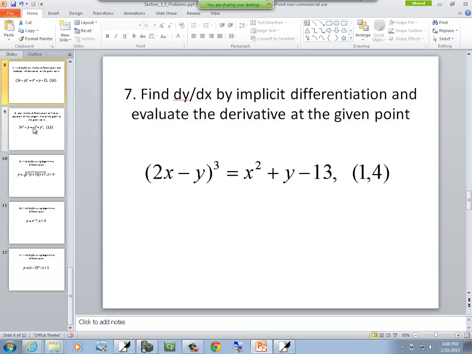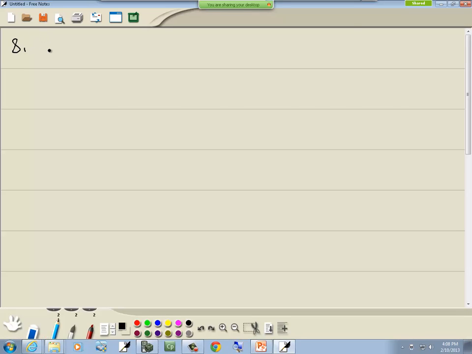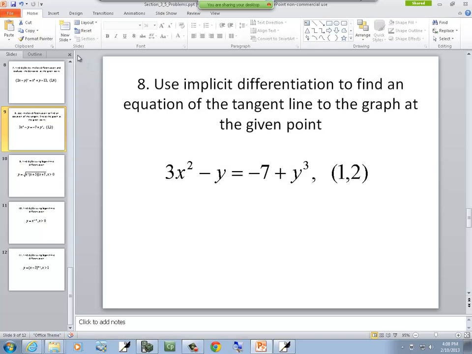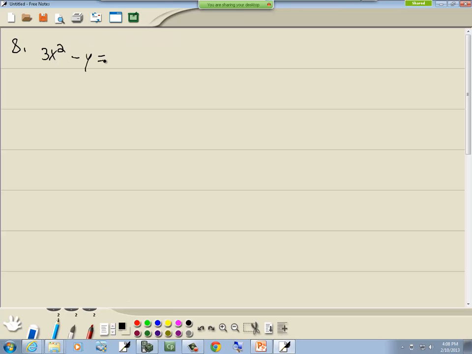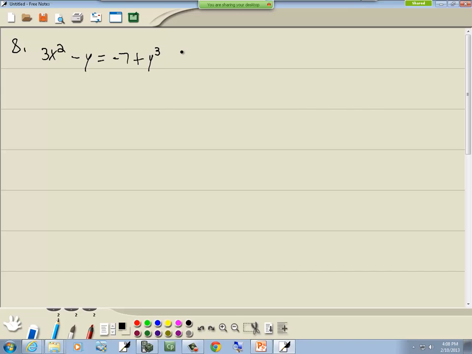Okay, let's look at our next problem. Let's take a look at this one. So we've got 3x squared minus y equals negative 7 plus y to the third at the point (1, 2).